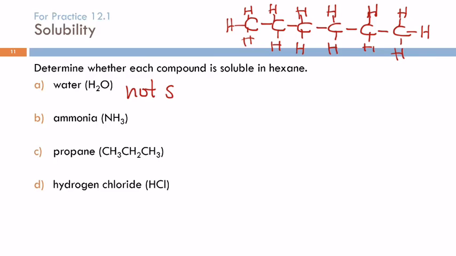Not soluble. How about ammonia? Same thing. All the way to hydrogen bonding. Ammonia has hydrogen bonding, which is strong. Ammonia hydrogen bonds with other ammonia molecules. Very strong interaction. The interaction between ammonia and hexane can only be dispersion forces because hexane is only capable of dispersion forces. So that weak interaction says this will not be soluble.